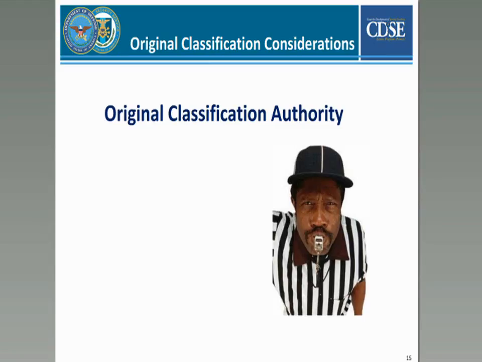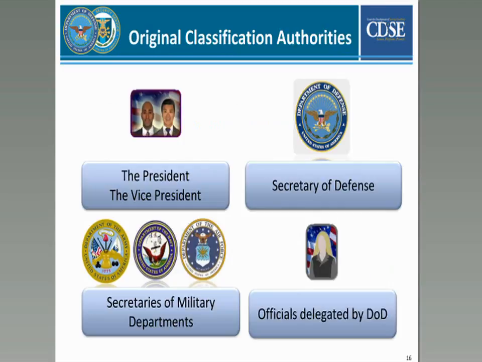Okay. We'll now discuss original classification authority. Who has authority to make original classification decisions? Original classification authority is not granted to a particular individual in the government, but rather to specific positions.